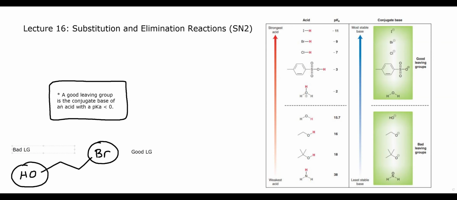We need to be able to determine quickly and easily which functional groups are going to be leaving groups, and this is the way to do it. Just consider the pKa of the conjugate acid. You simply add a hydrogen to it and look at the pKa. So we know how to find a good leaving group. Now let's take a good leaving group and a good nucleophile and learn about the SN2 reaction.